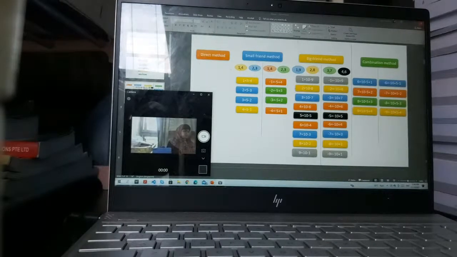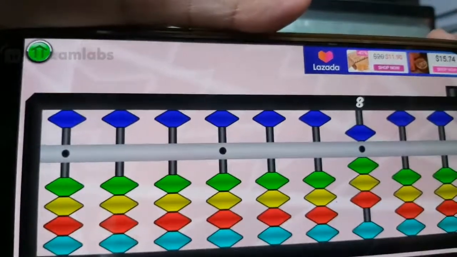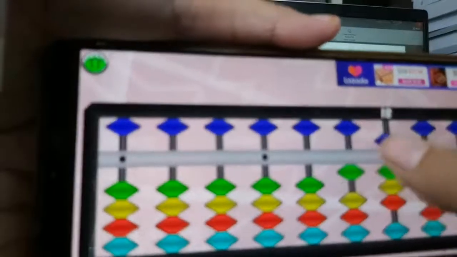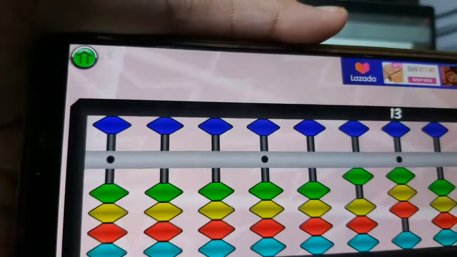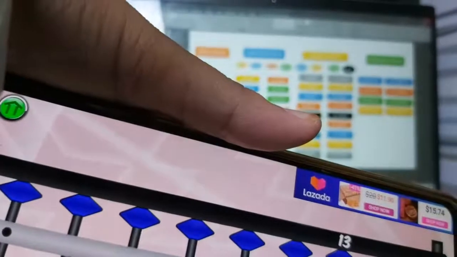8 plus 5. If anyone is new here, do let me know. I'll try to explain from scratch. So how to do this question? 8 plus 5? 8, very easy to set. And how to add 5? In the whole abacus, we have only one formula for 5. That is plus 10 minus 5. So just apply it. I don't need to go for any combination method. Just the big friend method is enough. Let's do the next question.